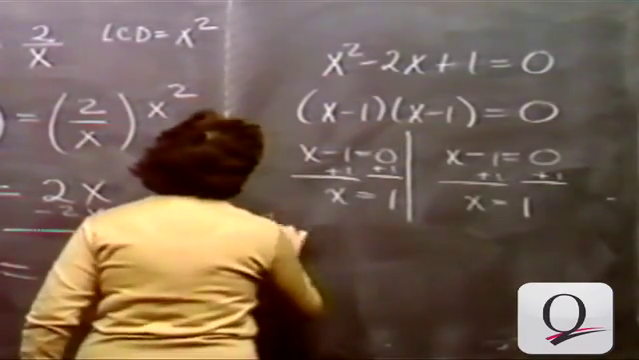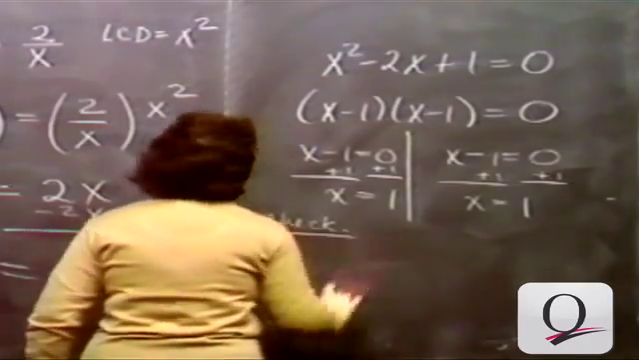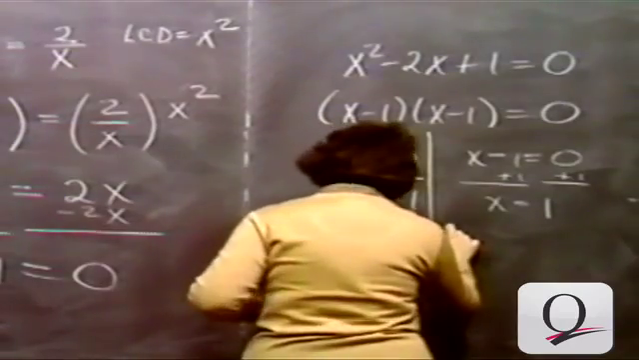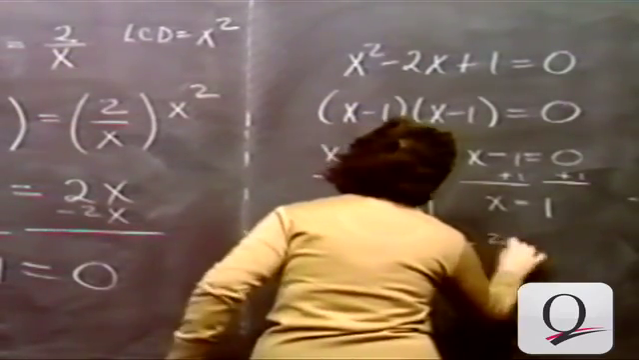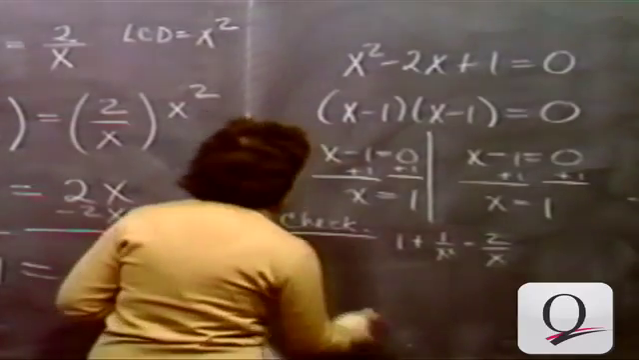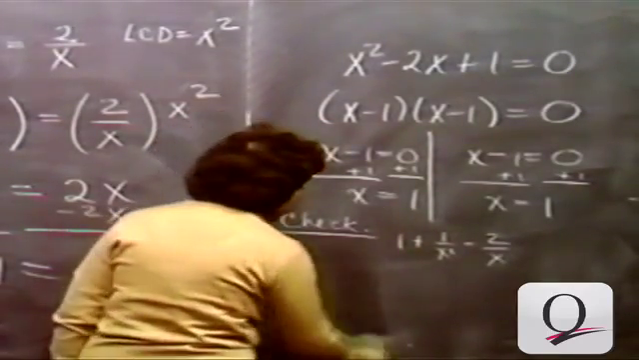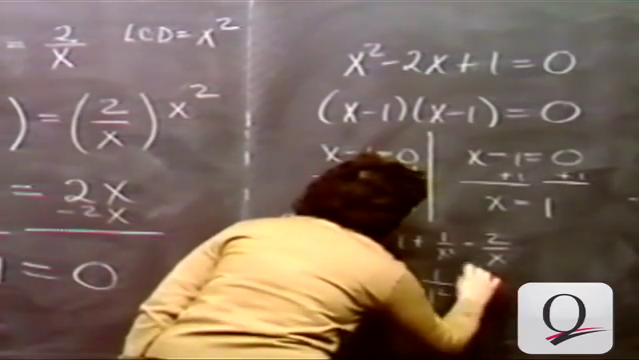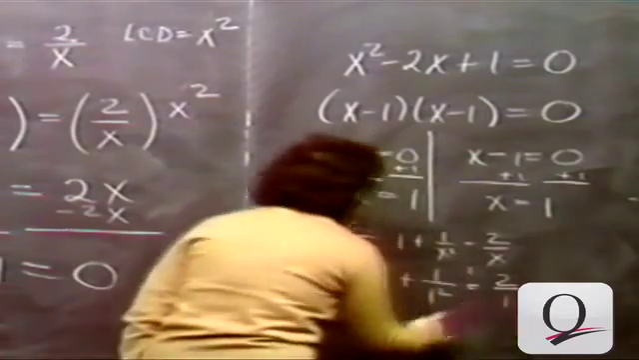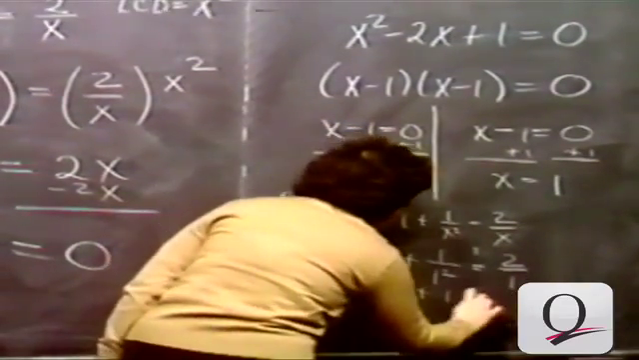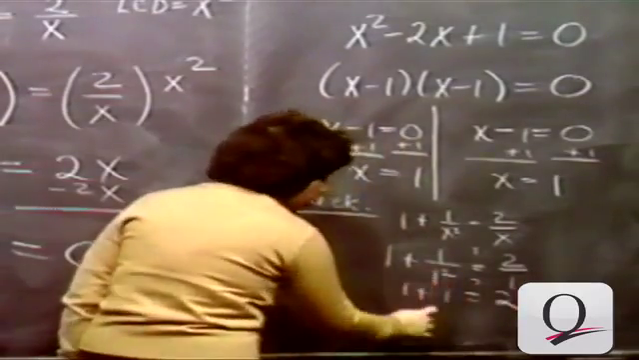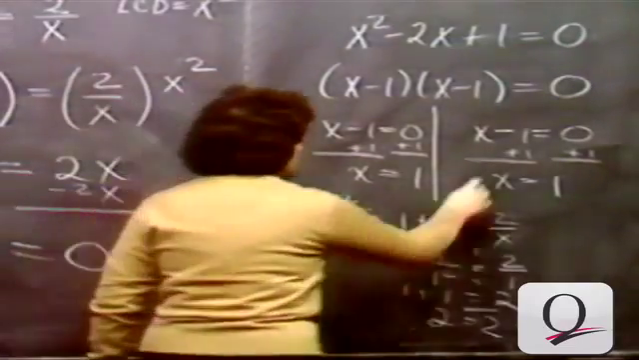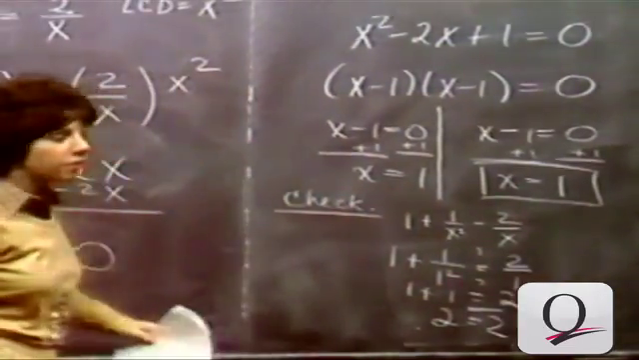And we're going to check by going back to the original equation. 1 plus 1 over x squared equals 2 over x. Substituting the value x equals 1 for x, we have 1 plus 1 over 1 squared should be equal to 2 over 1. Here we have 1 plus 1 should be equal to 2. And of course, 2 equals 2. And it checks out. So x equals 1 is the solution.